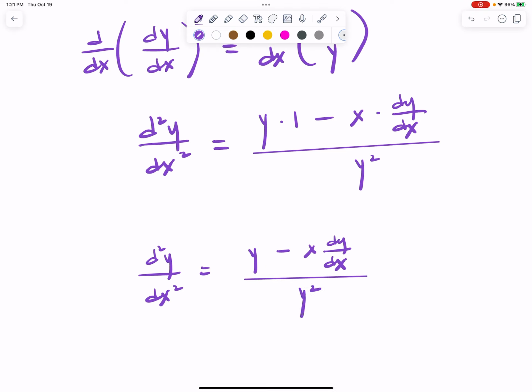So we can replace dy over dx with x over y. And then we have a complex fraction that we're going to want to get rid of. So we can multiply by y over y to get rid of the complex fraction. So our second derivative will end up being y squared minus x squared over y cubed.